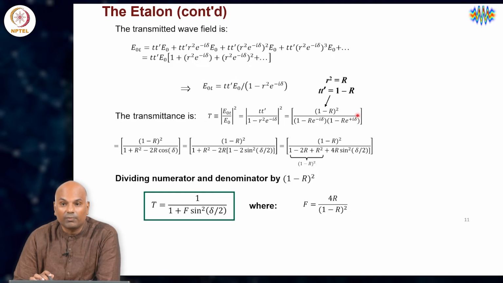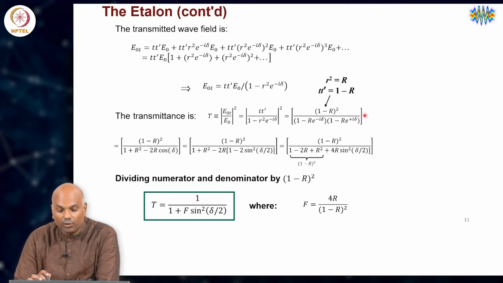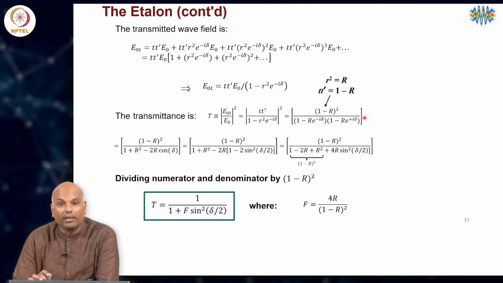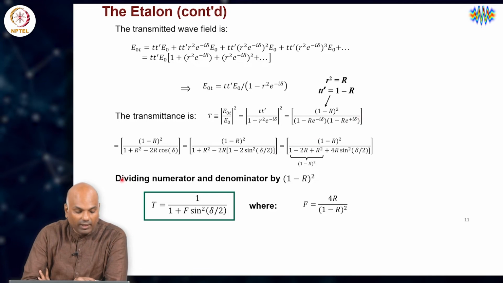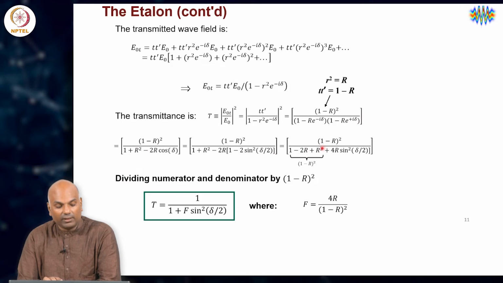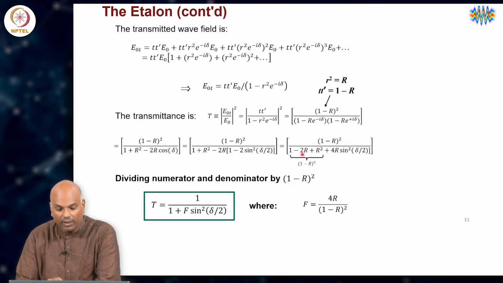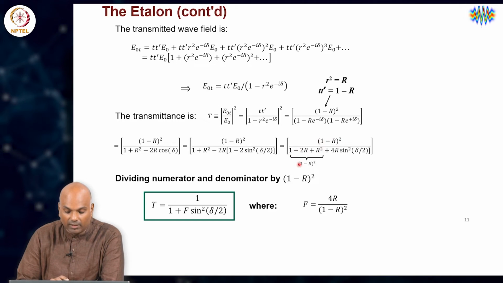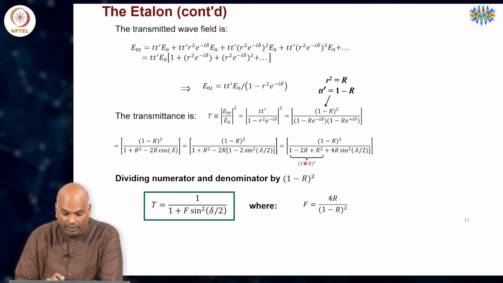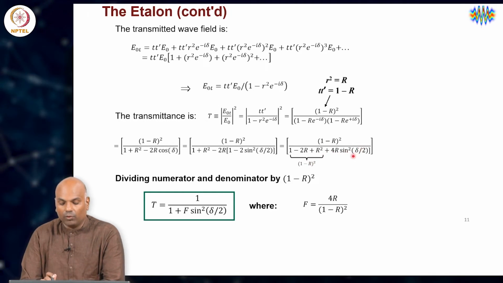Delta is the round trip phase. The round trip phase depends upon k, the magnitude of the propagation vector or the wave number, which is 2 pi over lambda, and L the round trip path. Okay. Then we carry out some simplifications and express the transmittance with, in the numerator, 1 minus R squared, R being the reflectance, and in the denominator (1 minus R) the whole squared, plus 4 R sine squared of delta over 2.